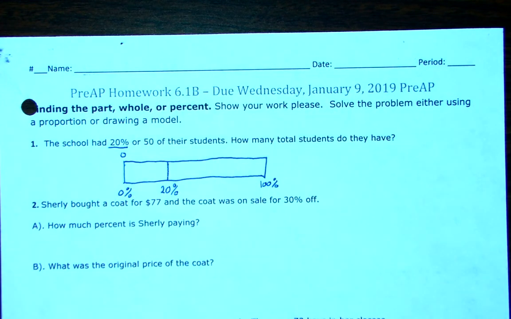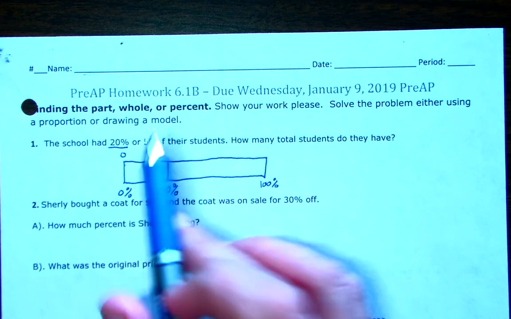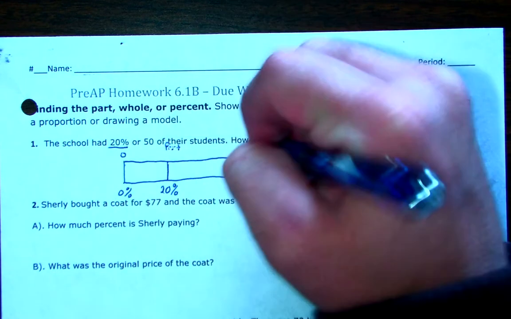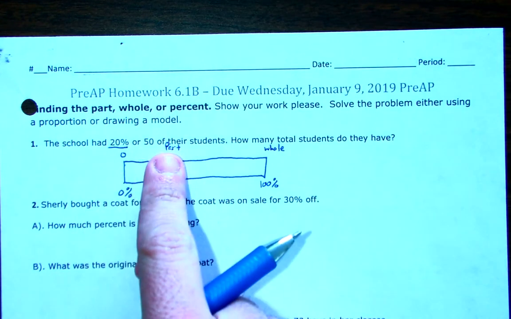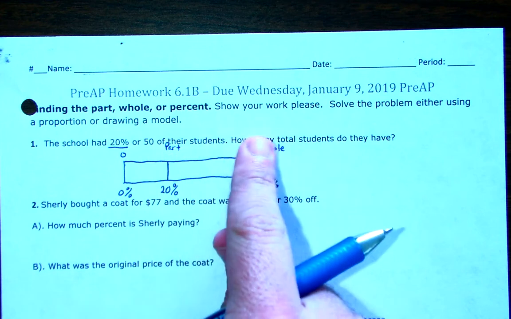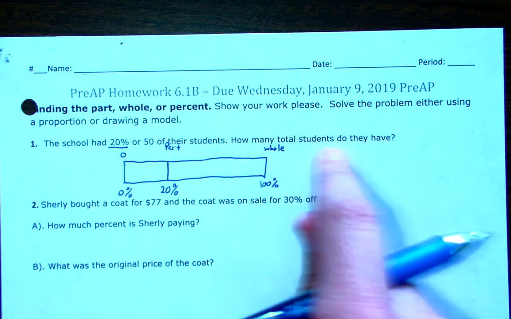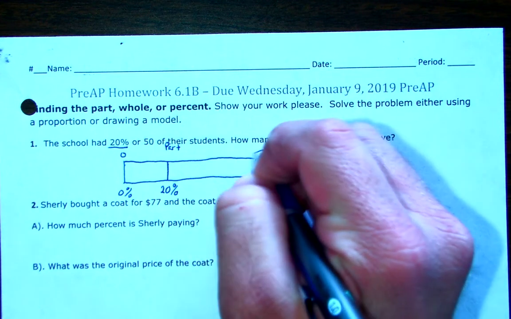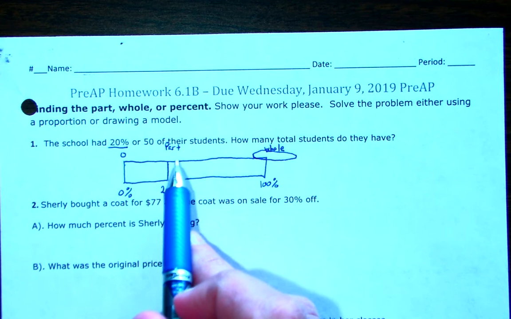Now we have to figure out where this 50 goes. Okay? Is it going to be my part or is it going to be my whole? Again, some of you are going to read this and not understand. Well, I recommend reading the question. The question says, how many total students do they have? Well, we're trying to figure out the total. This is what we're solving for. So that means that 50 is our part.